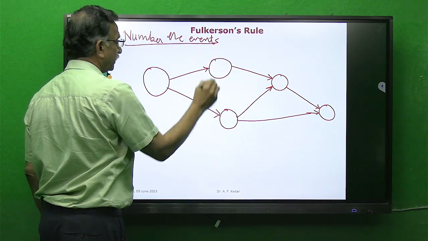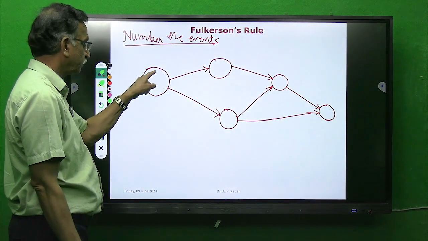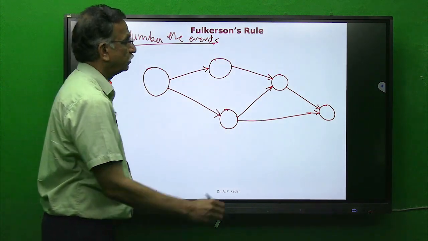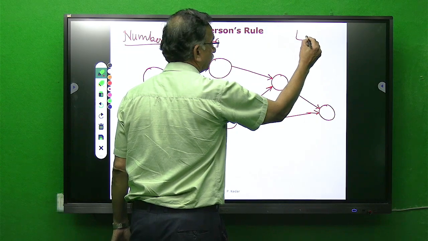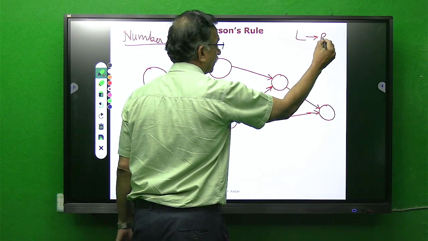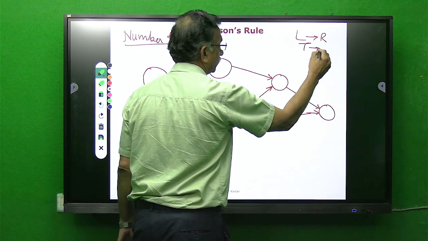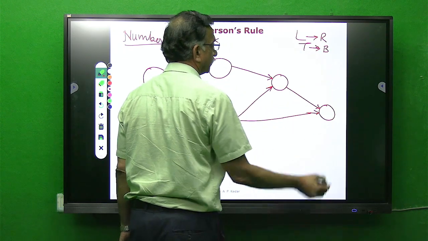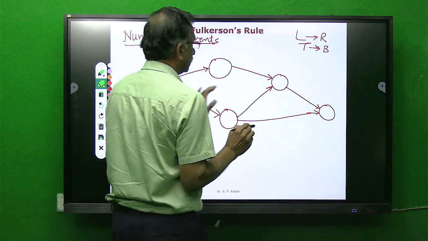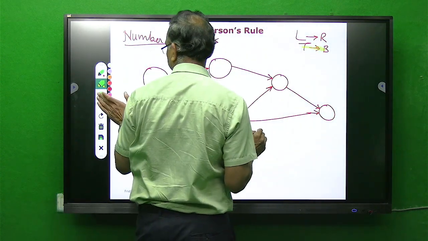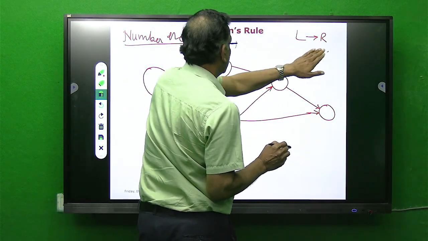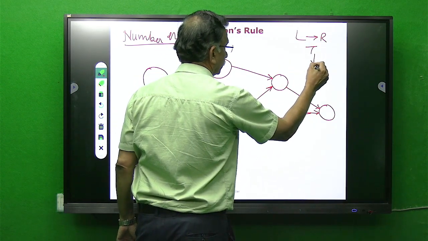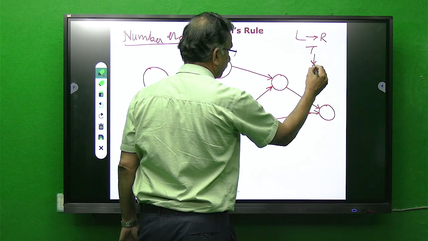And numbering of the events or node, this is event. So logic is left to right, top to bottom. We can say top to bottom as like this also. I can also say top to bottom.